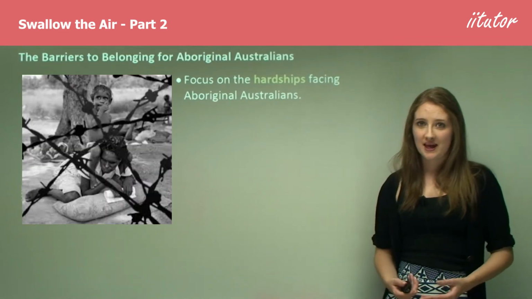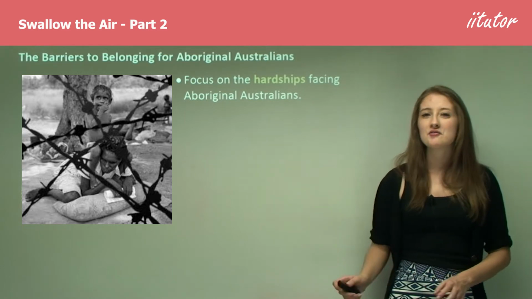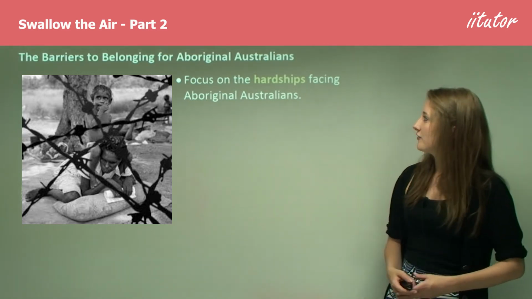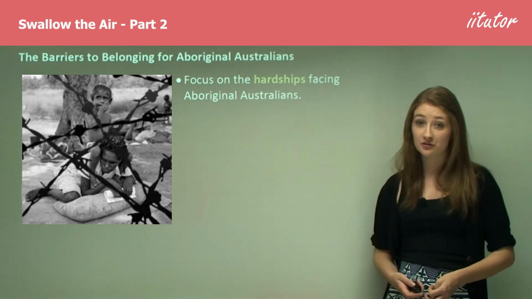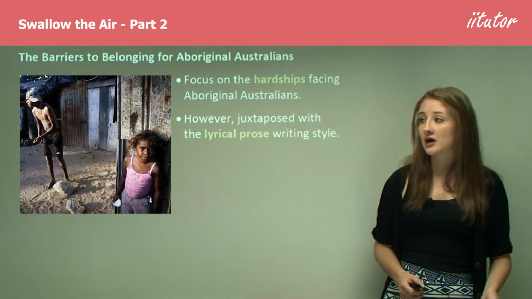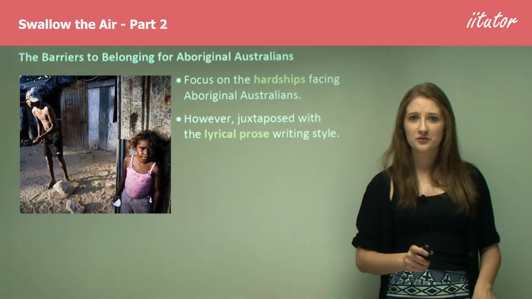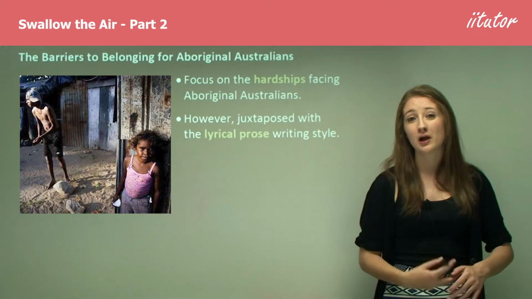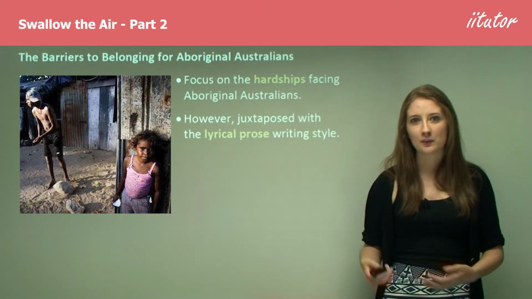The next belonging theme is the barriers to belonging for Aboriginal Australians. Now, we've already touched on this briefly, but the focus of this novel is definitely on the hardships for Aboriginal Australians. However, this is then juxtaposed with the lyrical prose writing style. So you get that contrast between Tara June Winch's beautiful ability to write in such poetic prose and the really harsh subject matter which she's writing about.